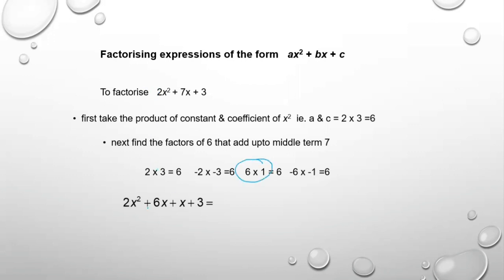So what we do, we split the middle term. This 7x is split as 6x plus x. Okay, when you expand again 6x plus x, you get 7x. Again, we underline the first two terms. So 2x taken common.